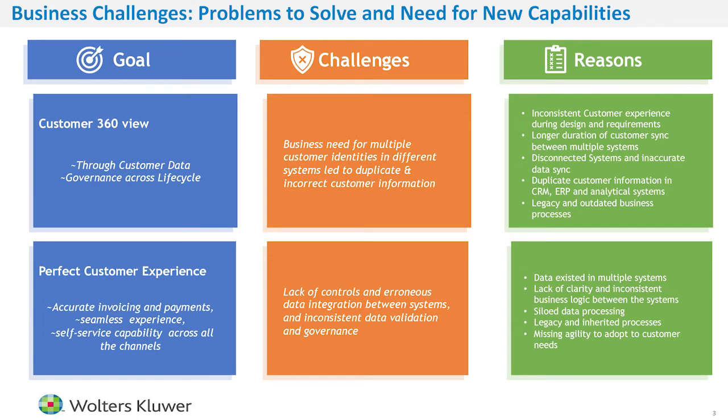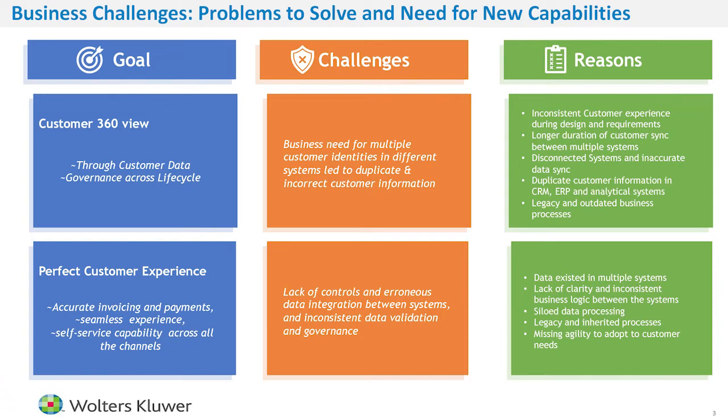And the reasons I just explained: data exists in multiple systems, lack of clarity and inconsistent business logic between the systems, siloed data processing, legacy and inherited processes, right? We all know it's very difficult to change business or technology from one process to the other improved process, correct? And the missing agility to adapt to customer needs. Customer needs are changing faster than you want to deal with sometimes, but you need to cope with that. Some systems will pull you back, lack of having data at the right place will pull you back.